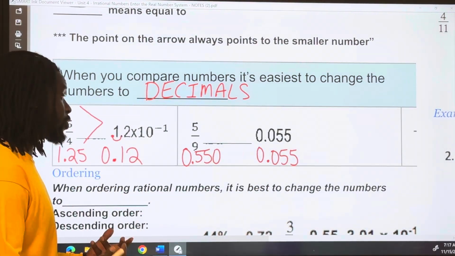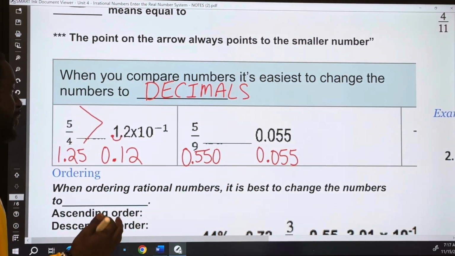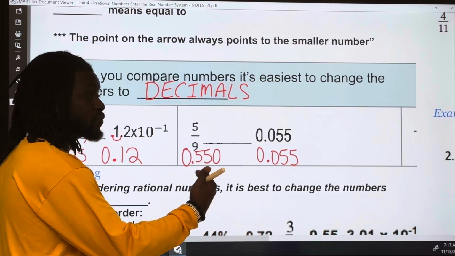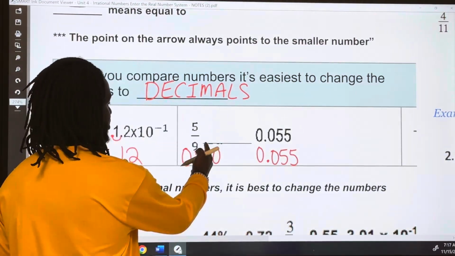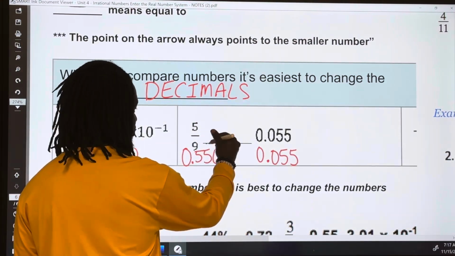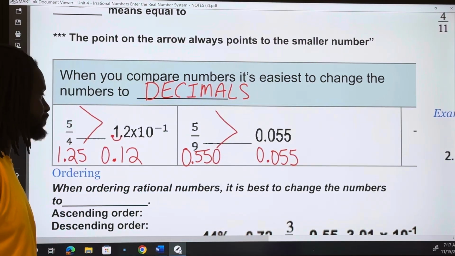So I would encourage you to do that. Add the number of decimal places so that they both have the same. So add zeros so that they have the same number of decimal places, right? And so as I see, this one is greater, so I'm gonna also put the greater than symbol there, all right?